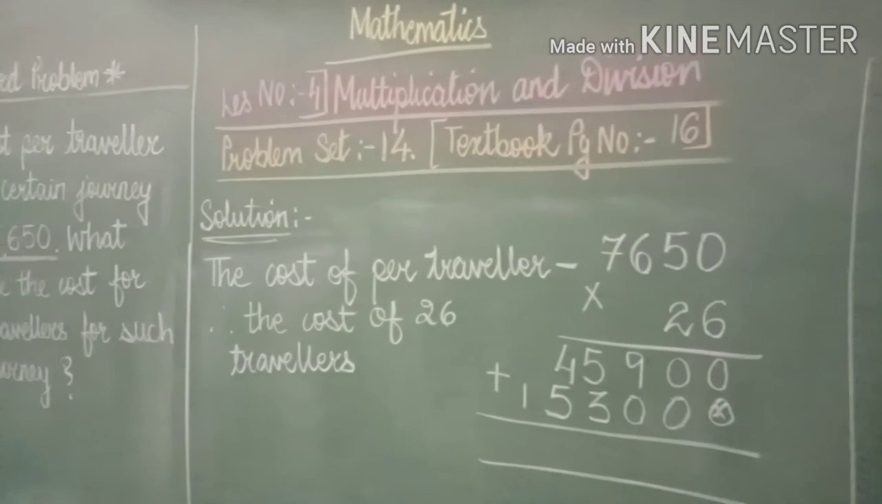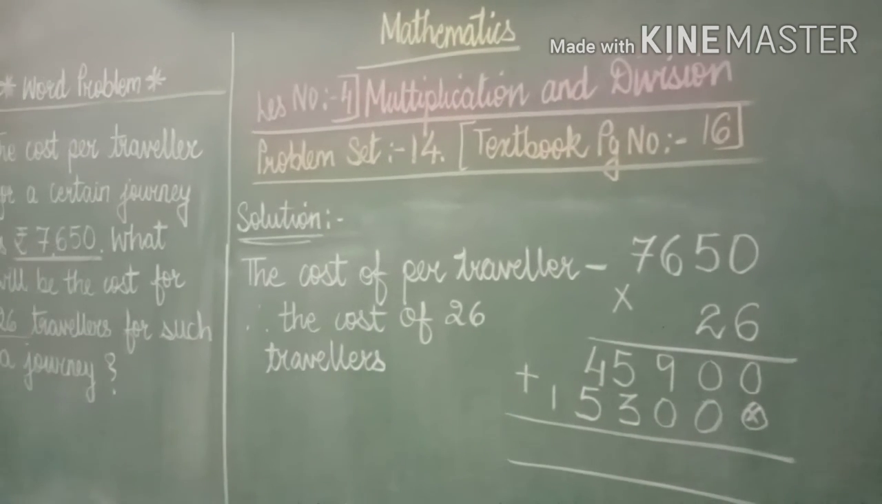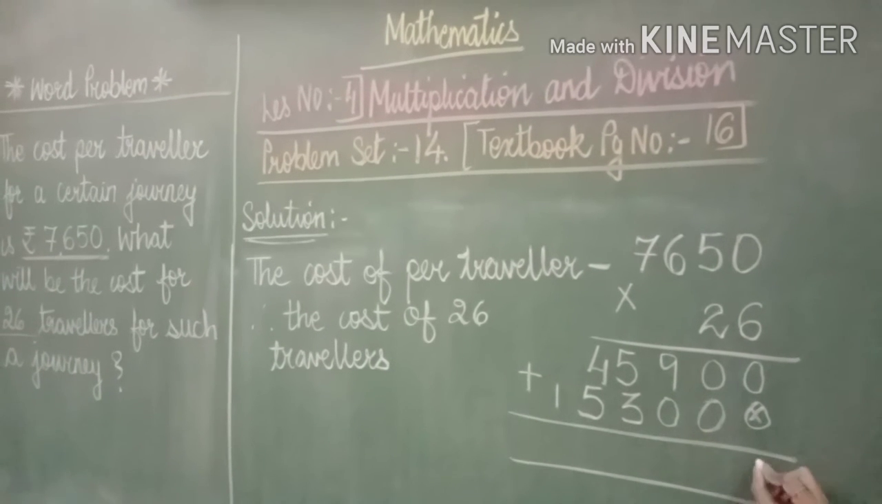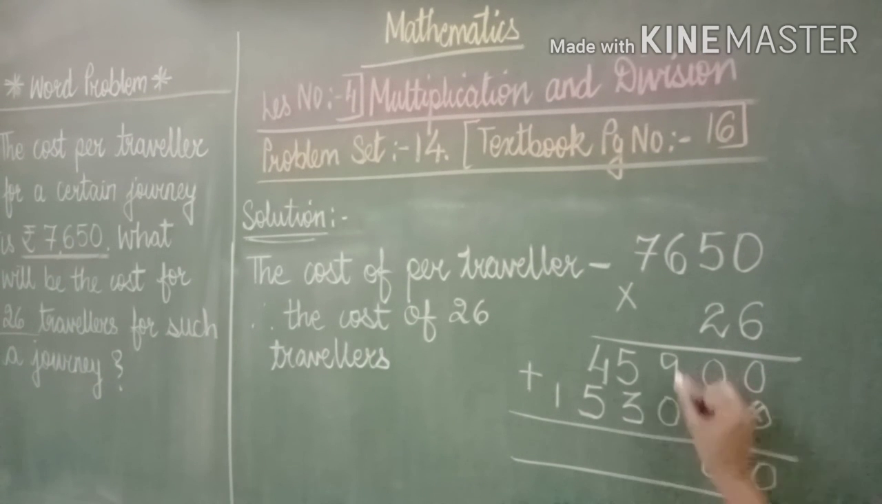The final answer will be 0, 0, 9, 5 plus 3 becomes 8, 4 plus 5 becomes 9 and 1. So the final answer is 1,98,900. So what will be the cost of 26 travellers for a journey? It will be 1,98,900.